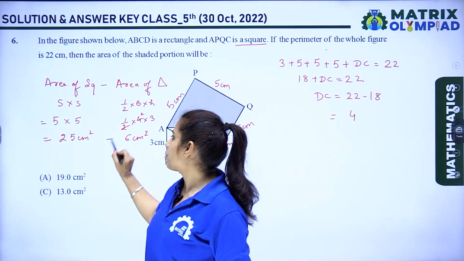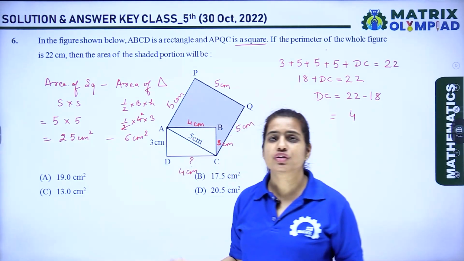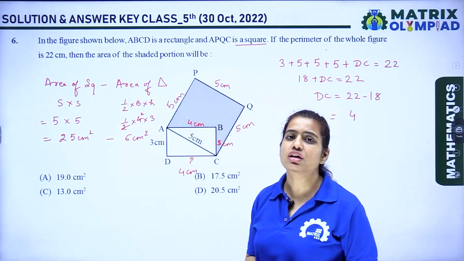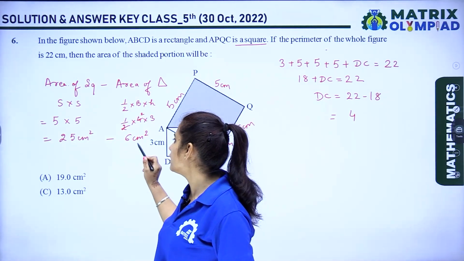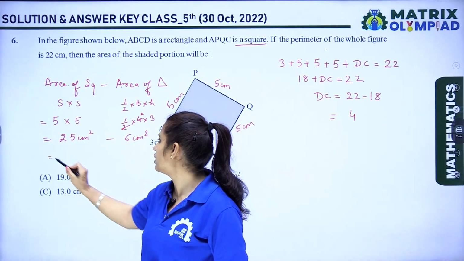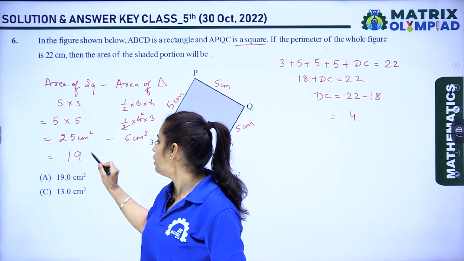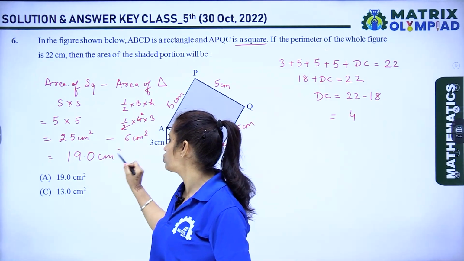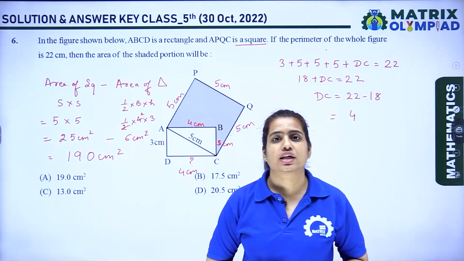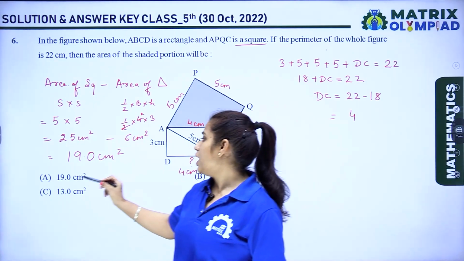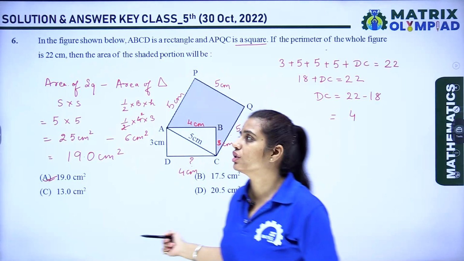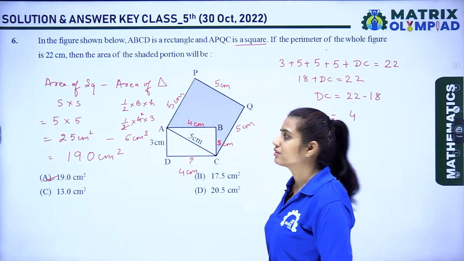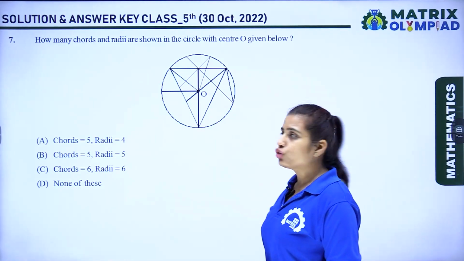Now we have to do the subtraction here, because we have to find out the area of the shaded portion. So 25 centimeter square minus 6 centimeter square will give us 19 centimeter square, which is the correct answer. Now here, option A is the correct answer for question number 6. Now let's begin with the next question.